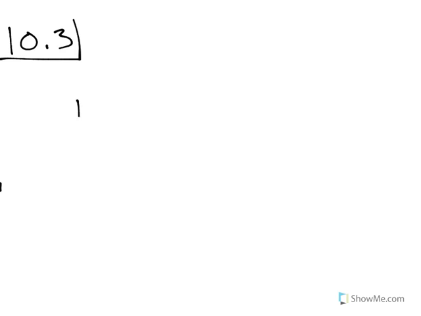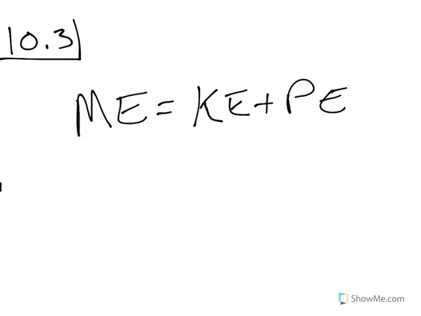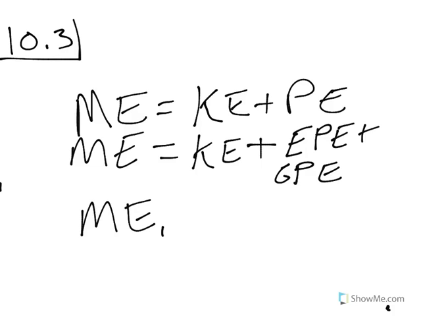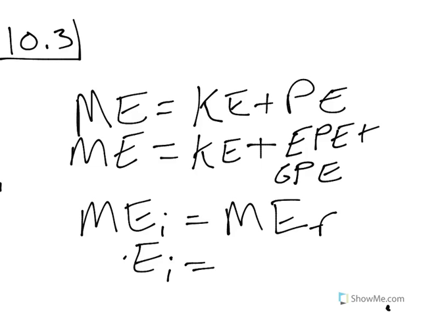All right, so on 10.3 it says mechanical energy is equal to all of the kinetic energy plus all of the potential energy in a system. So on the test, it will look like this: mechanical energy equals kinetic energy, plus elastic potential energy, EPE, plus gravitational potential energy, GPE. You have to include all three of those things in mechanical energy, and the important thing is that mechanical energy initially should equal mechanical energy finally. We've seen this written also as energy initial equals energy final.